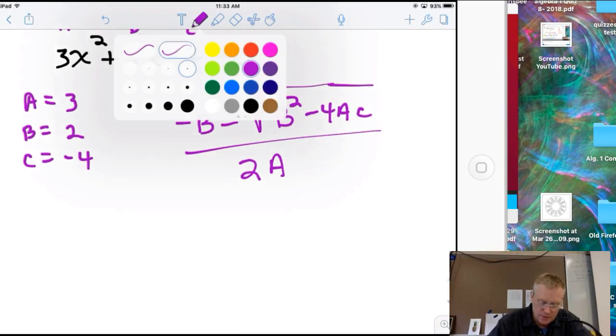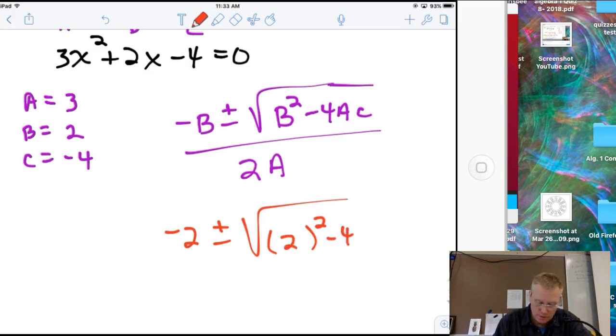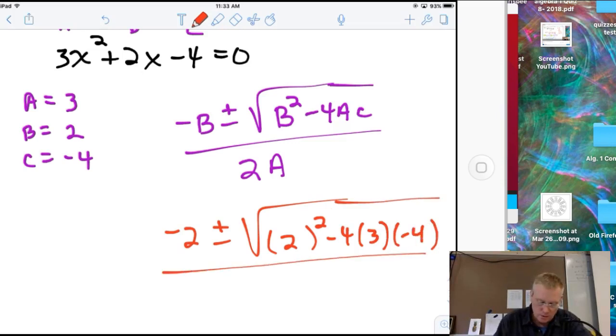Alright, so when I plug those values in, I get this. B is negative 2. It becomes negative when I plug it into the formula, rather. This number here squared, which is 2, minus 4 times a, which is 3, C is negative 4, all over 2 times a, which is 3. Okay, so that's what I get when I plug the values in there.